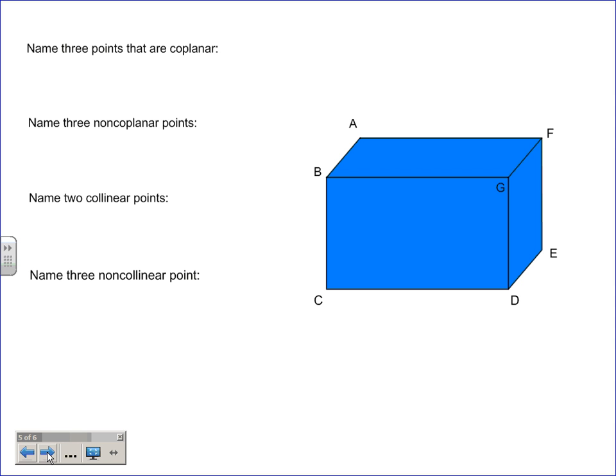Are A, F, and G on the same plane? What do you think? A, F, G. Are they on the same plane? Yeah, we would kind of call that, what, the top? Right? So I agree with the A, F, and G. That's good. Okay, is that the only answer to that first question? No, there's lots, right? If you want to add in more, that's fine.